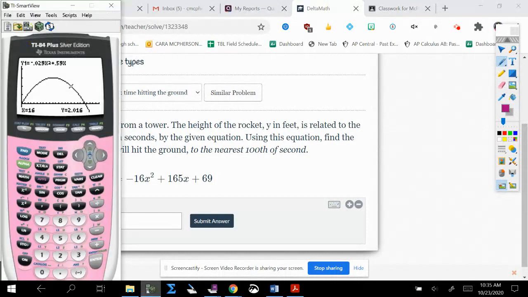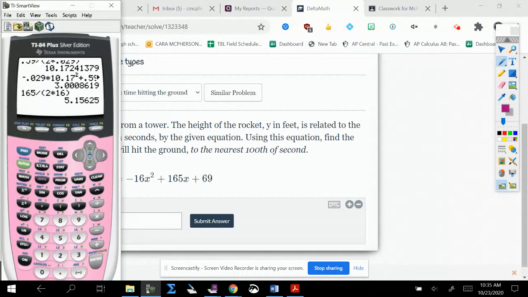So my vertex is going to be at the opposite of B. So opposite of B is negative 165. I know the negatives are going to cancel, so I'm just going to type in 165 divided by 2 times 16. So my vertex is around 5.15.